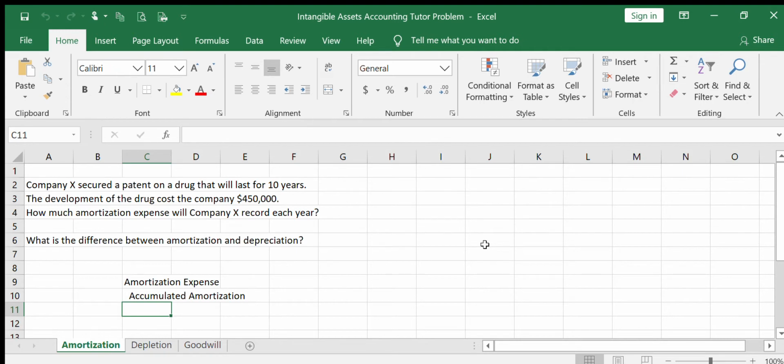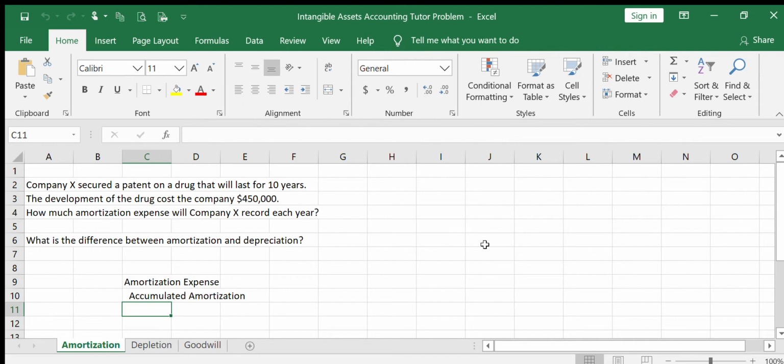So today we're going to be looking at a few different topics regarding intangible assets. In previous videos we've talked about depreciation, which is talking about what we do with tangible assets. So we're going to go over three different topics today: amortization, depletion, and goodwill, and how we expense each one of these over the course of their lifespan. So the first one we're going to work on is amortization.